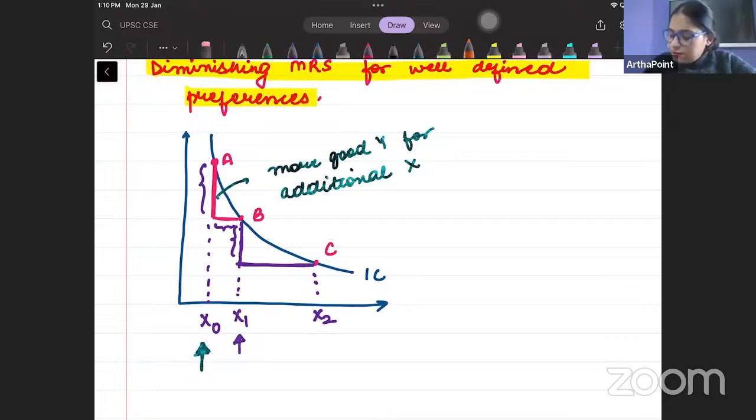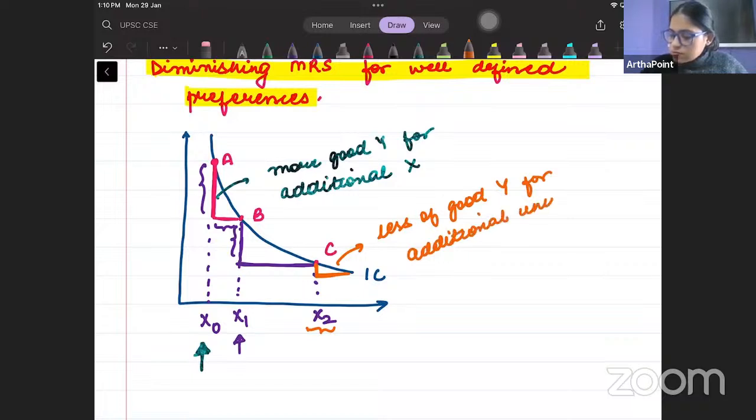But here, once you have enough good X, then you want to give very less good Y for an additional unit of good X, because you have a lot of X. It's not that you have scarcity of good X with you. So the consumer is willing to give less of good Y for an additional unit of good X. Am I making sense to you? So as you move along the indifference curve, you will be having diminishing MRS.